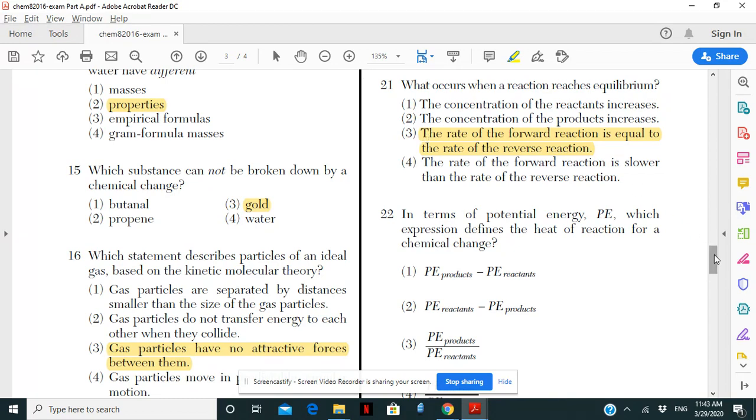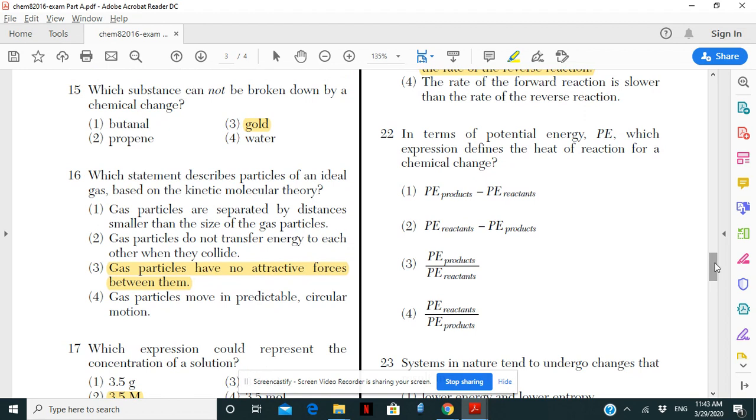In terms of potential energy, PE, which expression defines the heat of the reaction? We said energy of the product minus energy of the reactant.